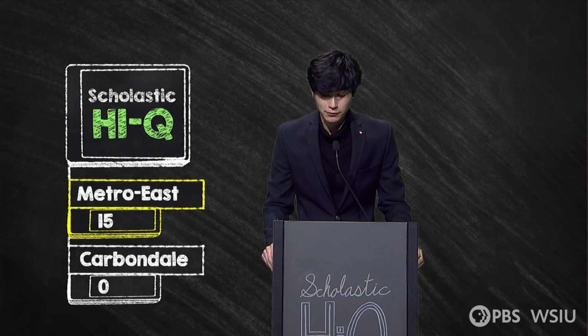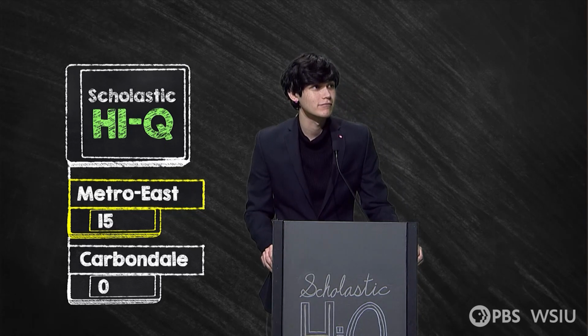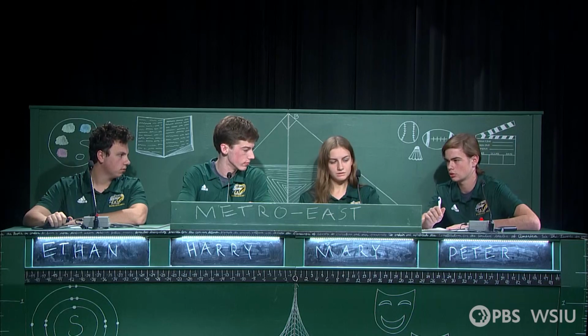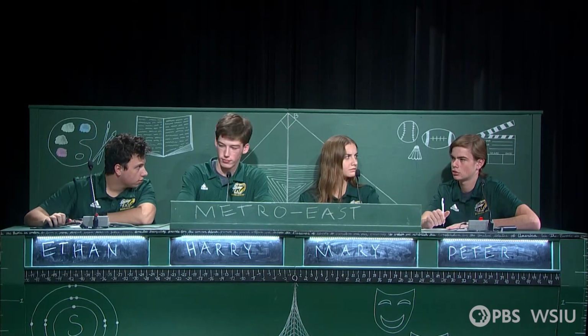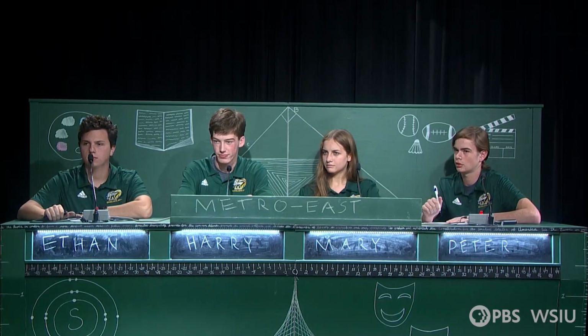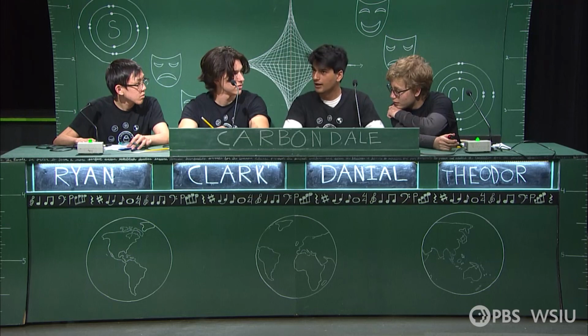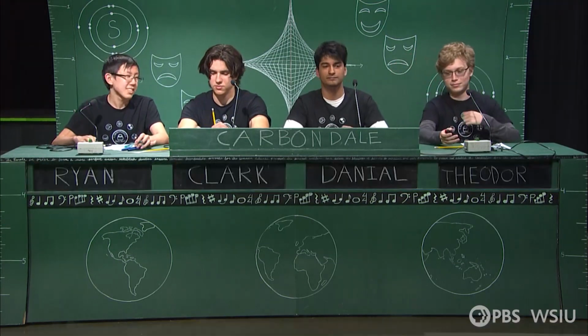What unsaturated hydrocarbons, the simplest of which have N carbons and 2N hydrogens, are characterized by a carbon-carbon double bond? Fat. That is incorrect. Carbondale, chance to steal. Alkene. Alkene is correct. Well done.